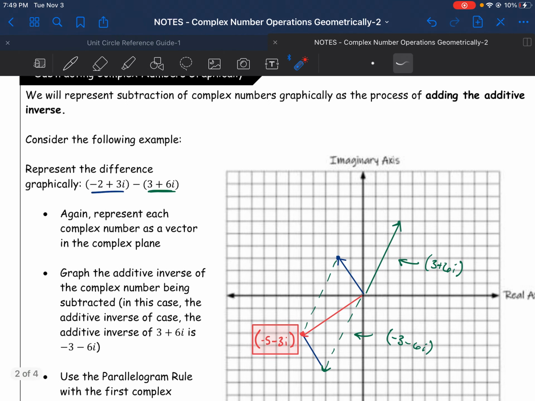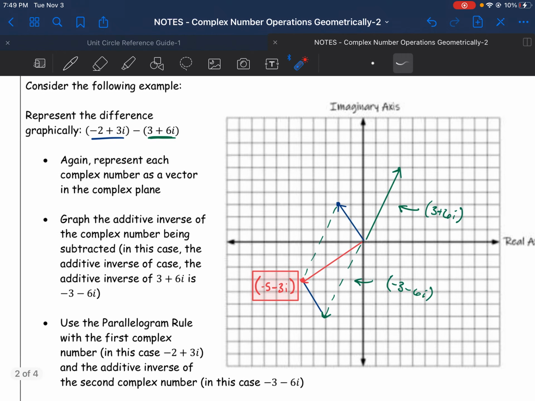And then what we want to do is graph the additive inverse of the complex number being subtracted. So 3 plus 6i is being subtracted. The additive inverse of 3 plus 6i is negative 3 minus 6i, which I did right here in this little dashed green. So here's the additive inverse of 3 plus 6i, negative 3 minus 6i. And then we would simply use the parallelogram rule with the first complex number and this additive inverse of the complex number that's being subtracted. Using the parallelogram rule, we get this complex number, negative 5 minus 3i.